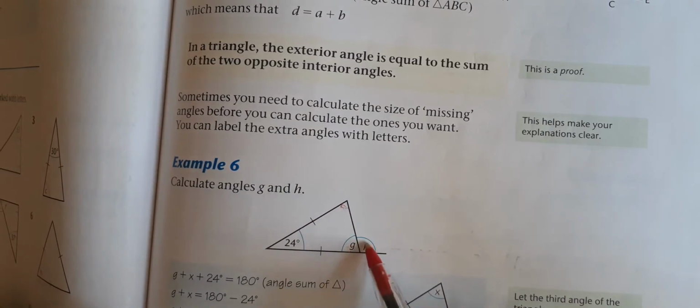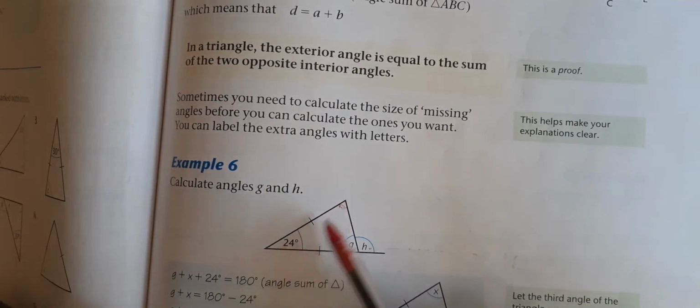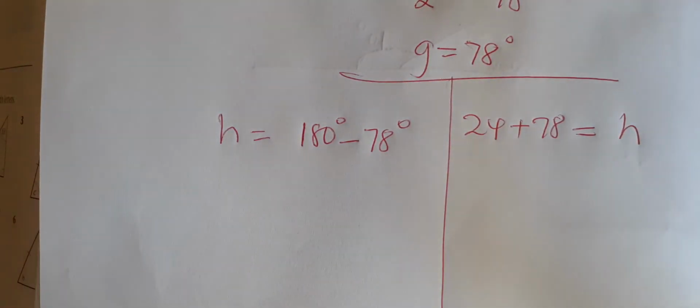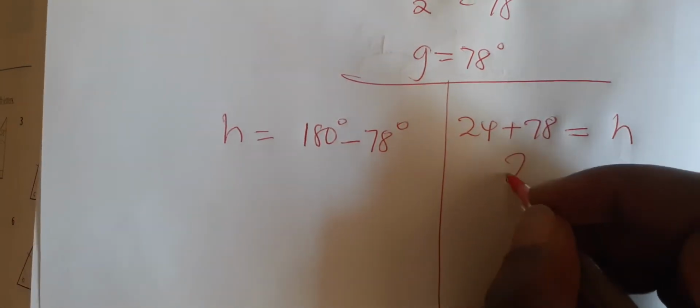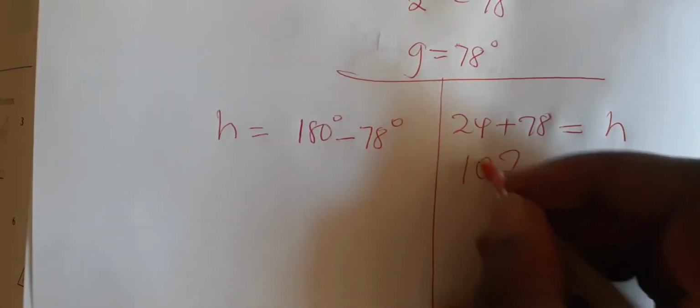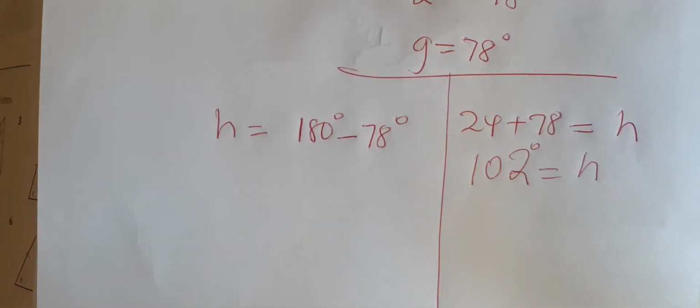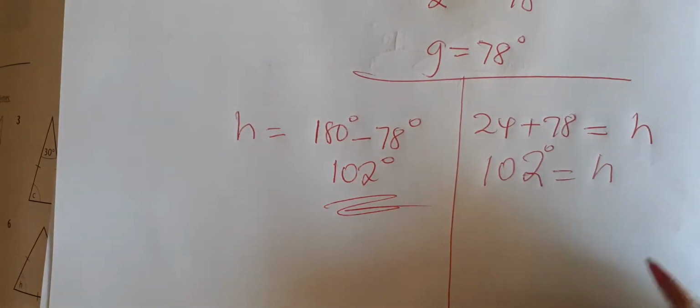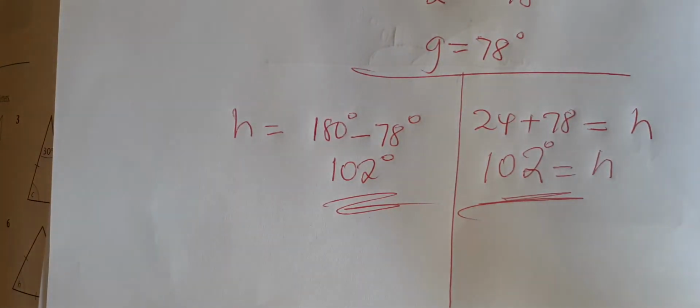Pay attention to that. These two angles are, so you can use both methods. So let's see if these methods can give us the same answer here. So this one, when you work it out, it will give us 102 degrees. Let's try the other one. 180 minus 78. It is also giving us 102 degrees. So whichever method that you use, you should be able to get the same answer.